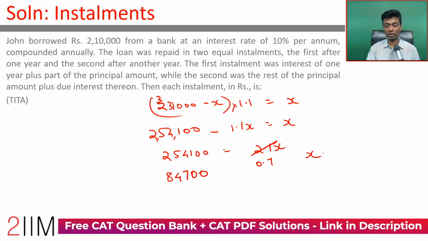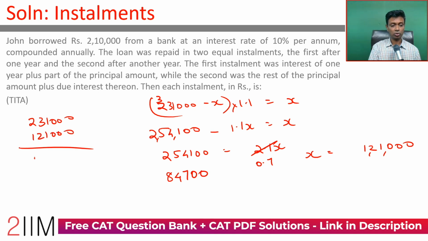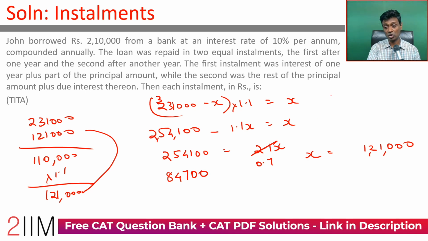So x equals 84,700 by 0.7. 84 by 7 is 12, so that's 1,21,000. From 2,10,000, this becomes 2,31,000. We repay 1,21,000. 1,10,000 becomes 1.1 times of that, which is 1,21,000. These two are equal. So each installment is worth 1,21,000.